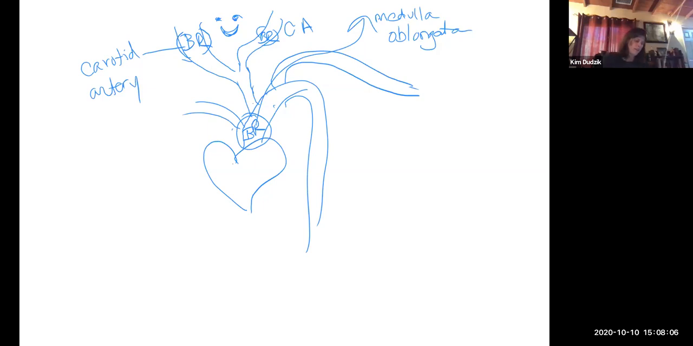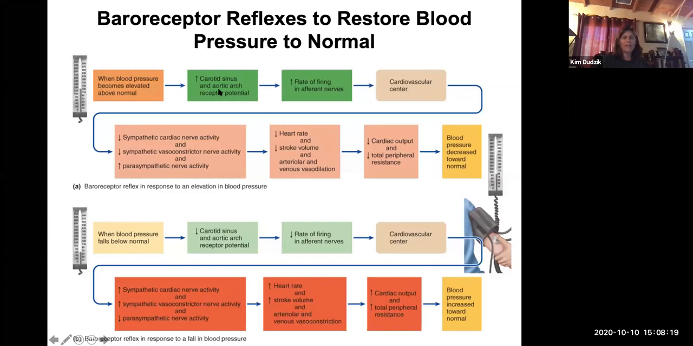So I'm going to stop sharing this guy. You get the idea. You can probably find much better pictures in your book, but you get the idea. There we go. So that's called the carotid sinus and the aortic arch receptor. So these are when blood pressure, in this case, becomes elevated. Those receptors sense that, and then their rate of firing increases, right? When there's more stretch, that's higher pressure.